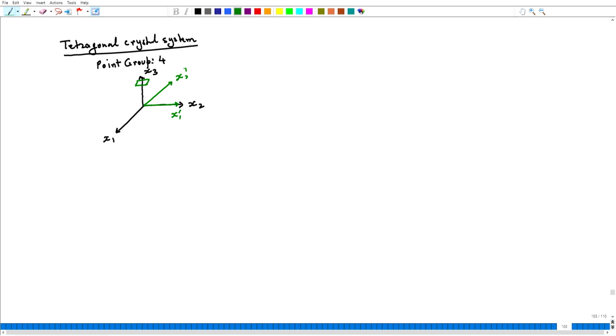Now, since the x3 axis is the axis around which the 4-fold rotation is, the x3 prime axis will just be coinciding with the x3 axis. So, it is easy to figure out what the direction cosine matrix is for this.